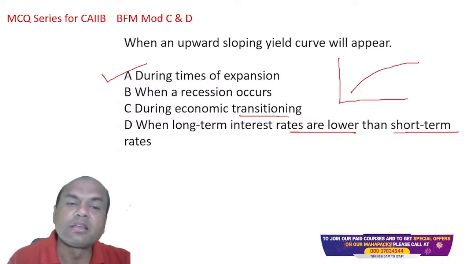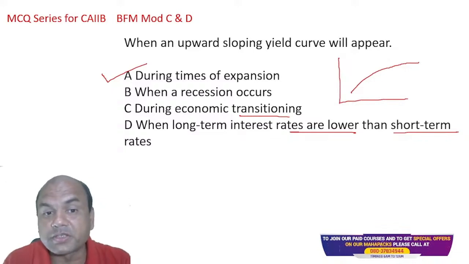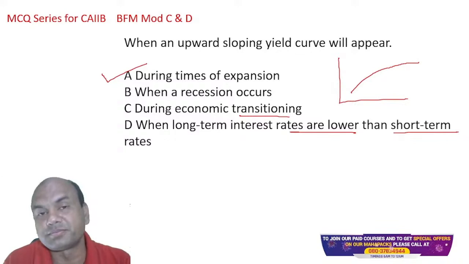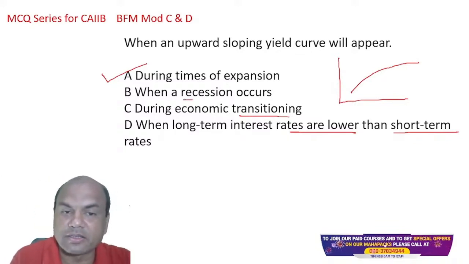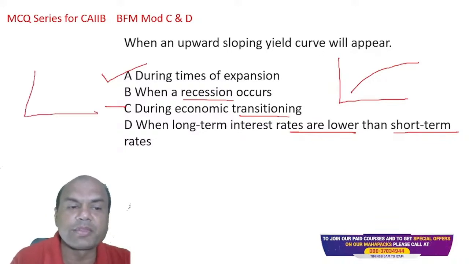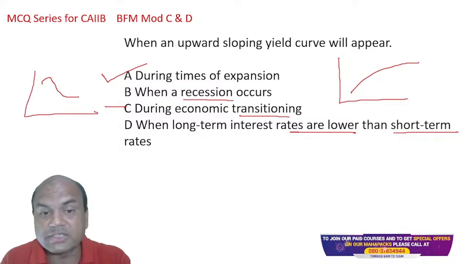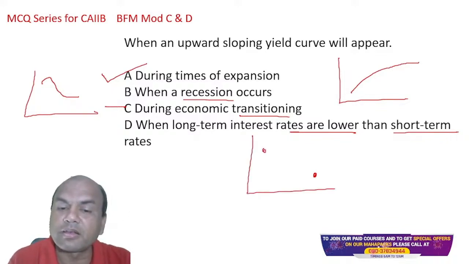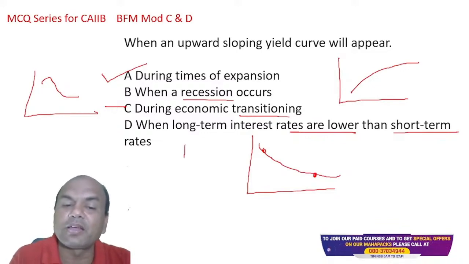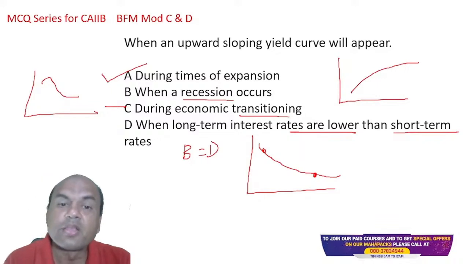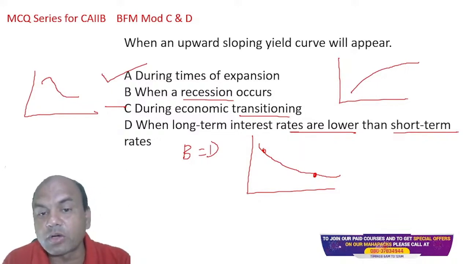Okay. Now tell me about B, C and D. Look at this question. In B, C and D, there are 2 options which are the same. Which are those options? B is recession occurs. C means economic transition, so this will be a humped curve, camel humped, right? It will be like this. What is D? Long-term interest rates are lower than the short-term interest rates. Means long-term is lower, short-term is higher, so it will be like this. Now if this is like this, then what is the recession? Recession is also the same. That's why B equals D over here. The thought just got into my mind, that's why I asked you. So the upward sloping yield curve appears in expansion, and recession means long-term interest rates are lower than the short-term interest rates.